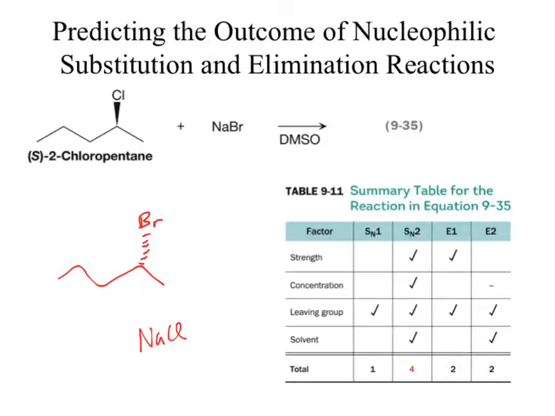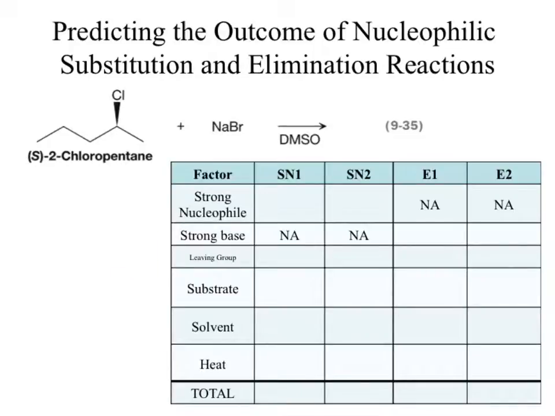Here's my modified version of it. Wow, that looks a lot bigger than I thought it was. I start with the nucleophile and base. In fact, I didn't order these very nicely. I would start my focus at the strong nucleophile or strong base. If it is a strong nucleophile, the check belongs in the SN2. If it is not strong, then SN1, no check in the SN2. Same kind of idea with the strong base. You'll notice that I have these not applicable marks because, in an elimination, it's not applicable.